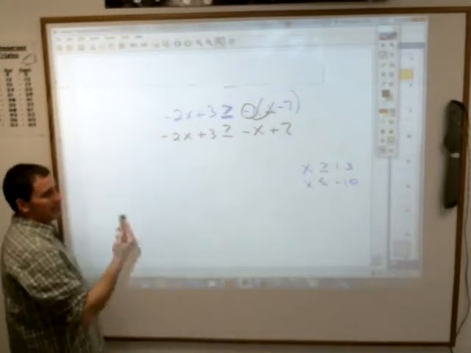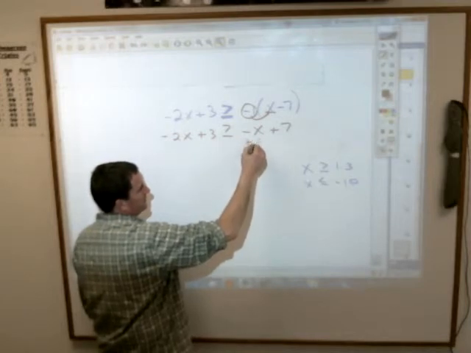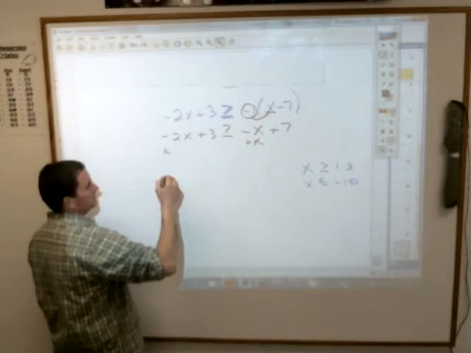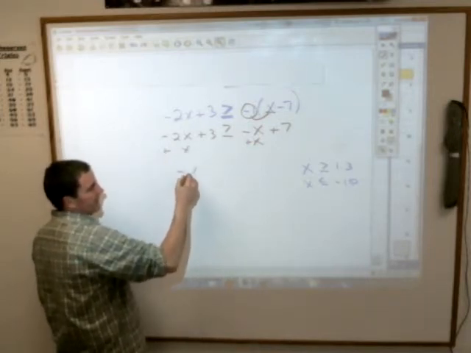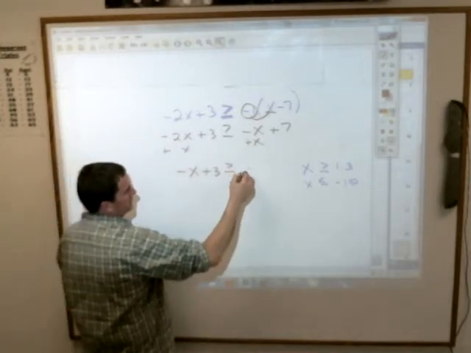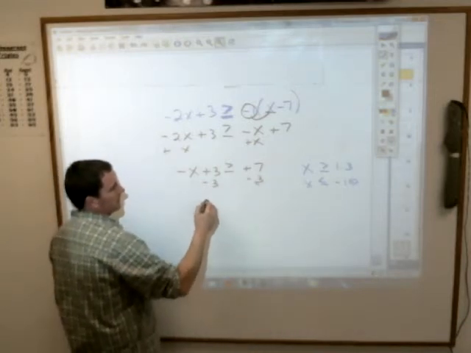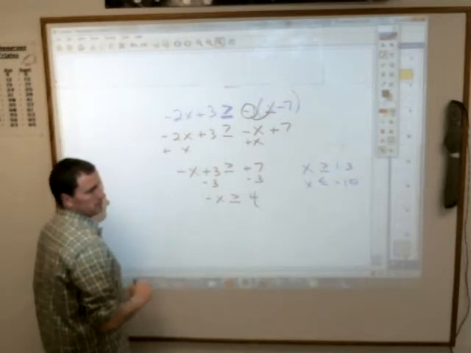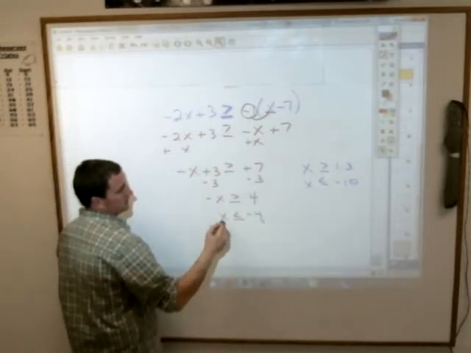Okay, move your x's to the left side, so I add x. I'm not multiplying, so it doesn't change the x squared or anything. Add x to this, please. I end up with a negative x plus 3 is greater than or equal to positive 7. Subtract the 3 over, I get negative x greater than or equal to 4. Change the sign, change the sign, change the sign.